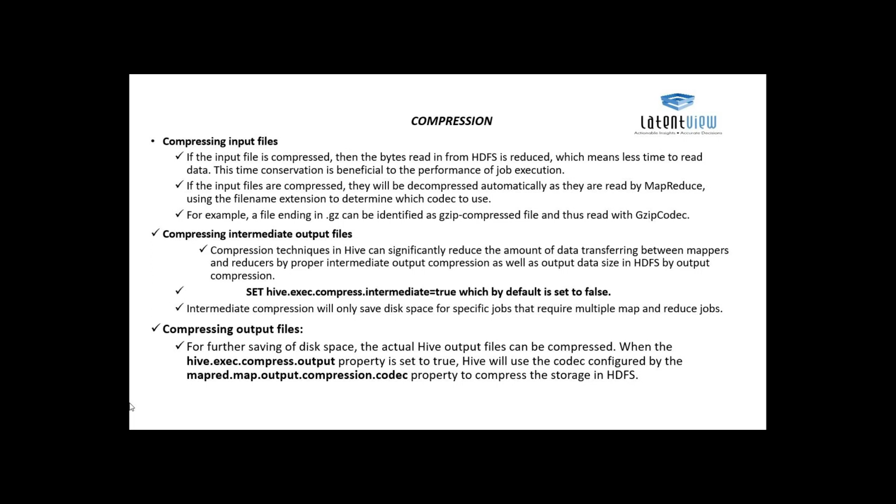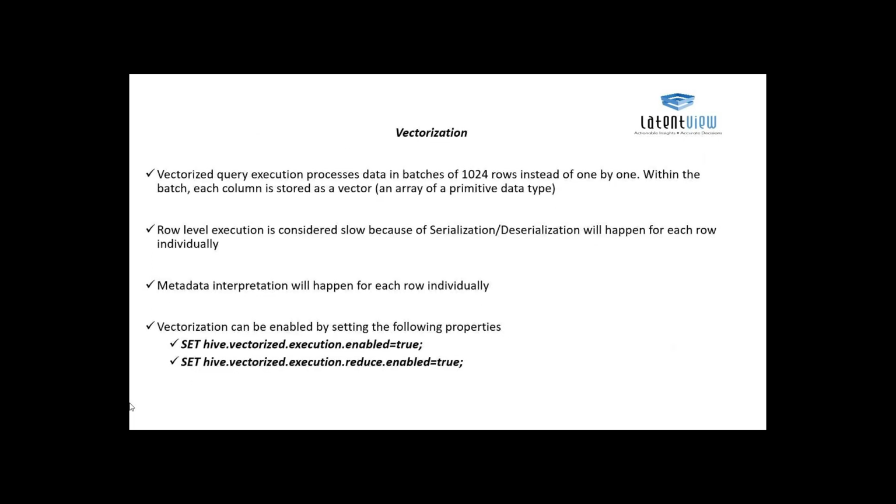So till now, we have seen two methods of query optimization. One was parallelism, which was straightforward. And the next one is compression. With compression, we can compress the input files, intermediate output files, and the final output file. Moving on, the next topic is vectorization.